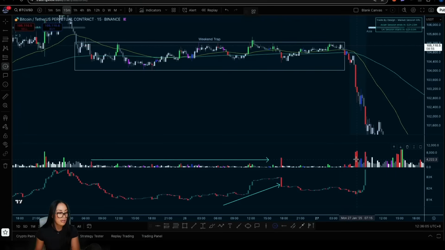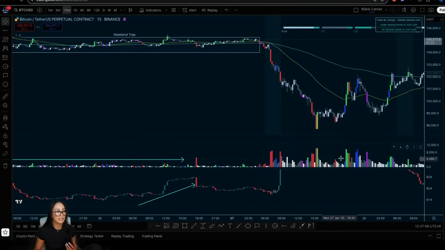With the PVSRA, if the volume bars are red or green, this means there is 200% more volume than the previous 10 candles. And if they are blue or magenta, this means they have 150% more volume than the previous 10 candles. When we see big volume spikes like this, we assume that it is the market maker because retail can't push that much liquidity in one candle.